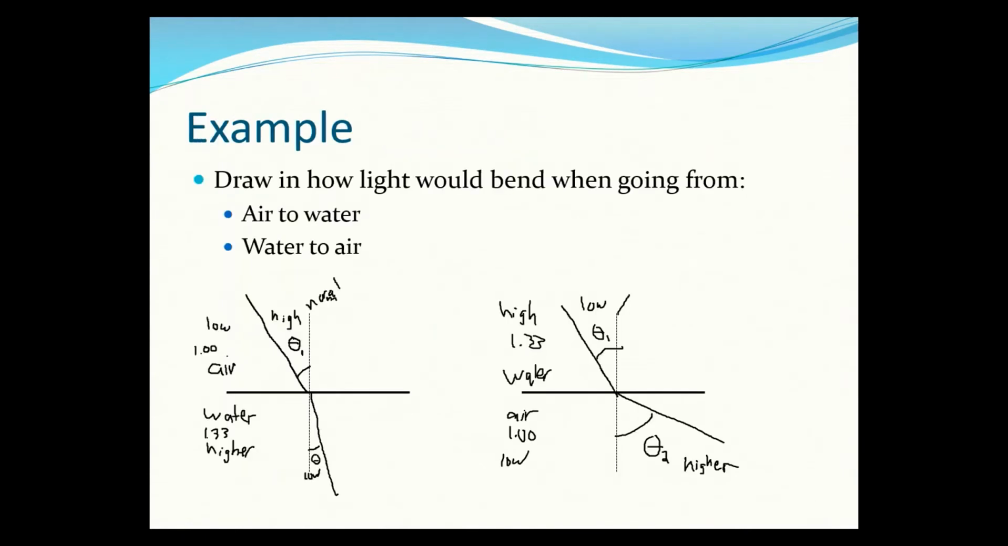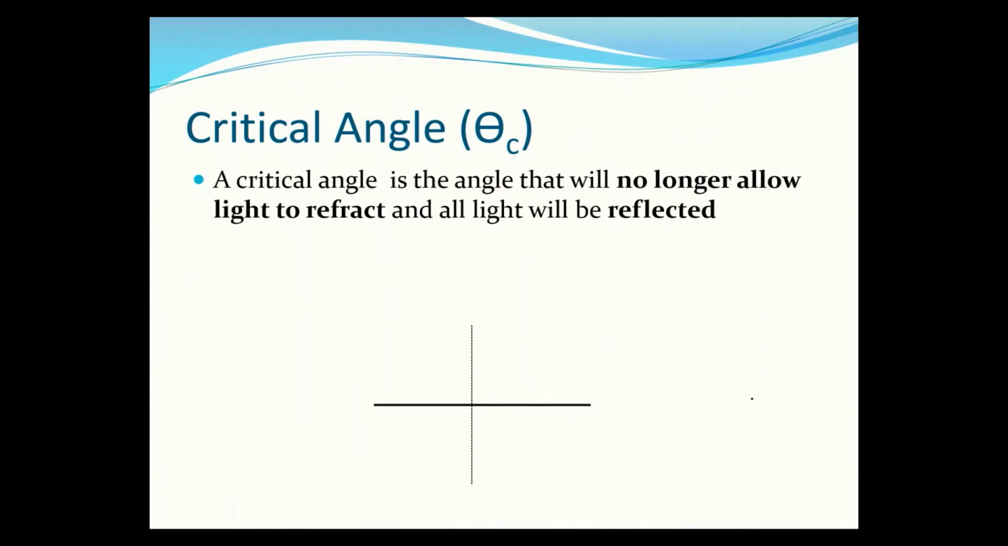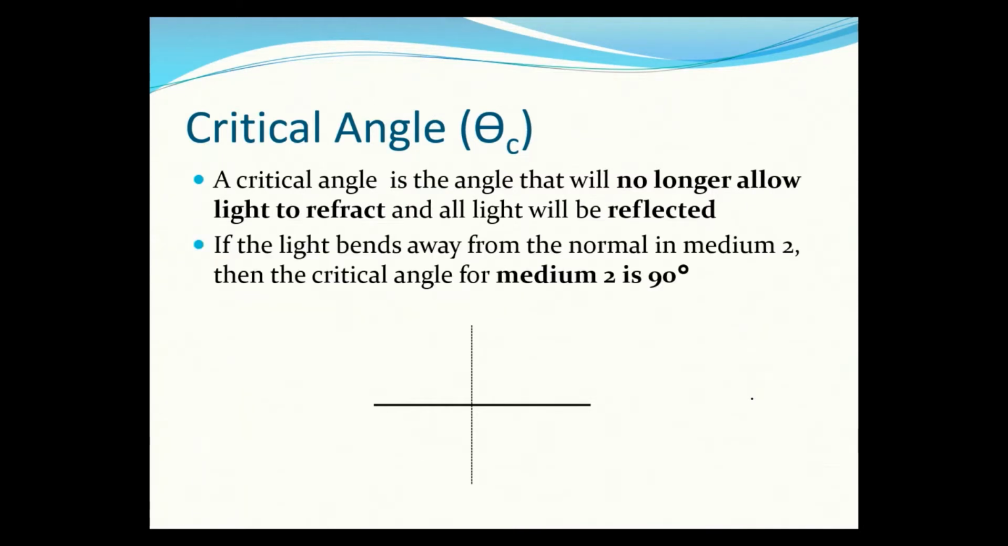So with this second example, as this angle gets bigger, this angle is going to get bigger and bigger and bigger, and eventually we're going to reach our critical angle. A critical angle is the angle that no longer allows light to refract, and all light is reflected. If the light bends away from the normal line of medium 2, then the critical angle for medium 2 is 90 degrees. What I mean by that is if this light comes in and we bend away like that, well, if I send in a beam, I'm going to switch my colors up, with a slightly bigger angle, all of a sudden we're going to reach here, which is 90 degrees. So this angle here of my blue one, which made me reach 90 degrees, is called our critical angle.